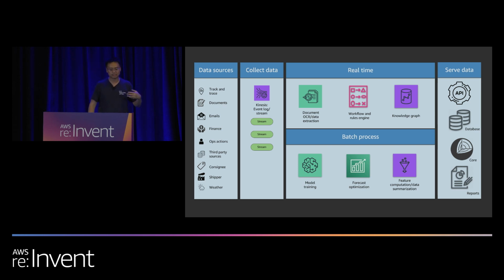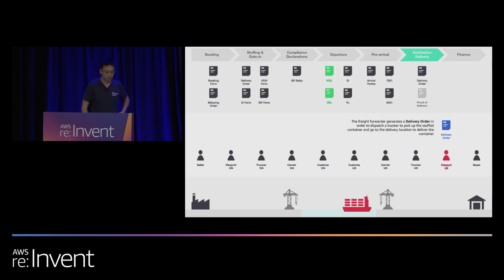And then the last part is that we have a real-time trigger workflow process, and in batch mode we can build a forecasting machine learning training model, and then combine them together. We can provide much better end-to-end logistics management for our customers. And so this is a good example, right?